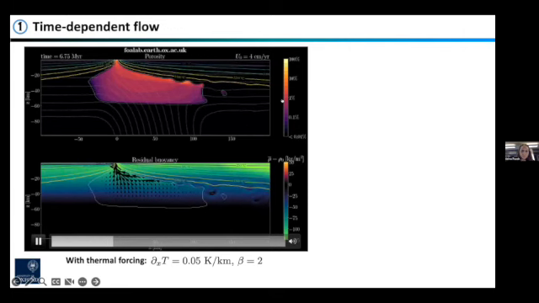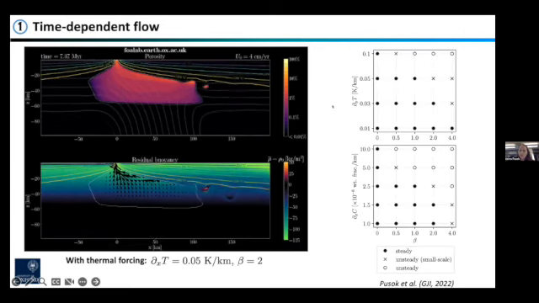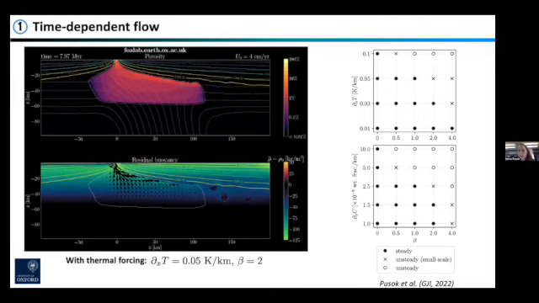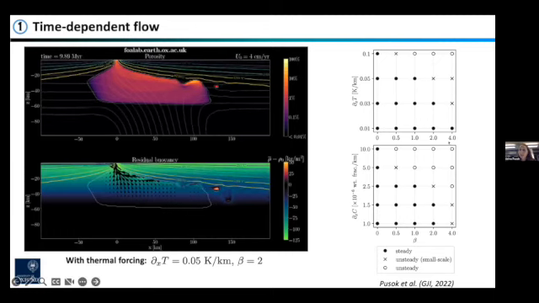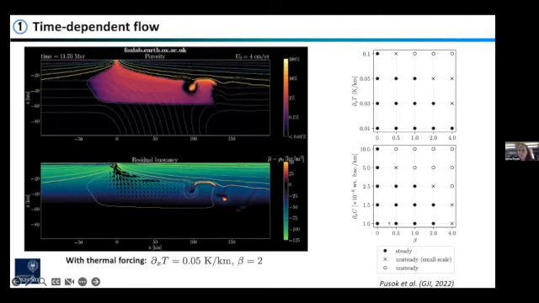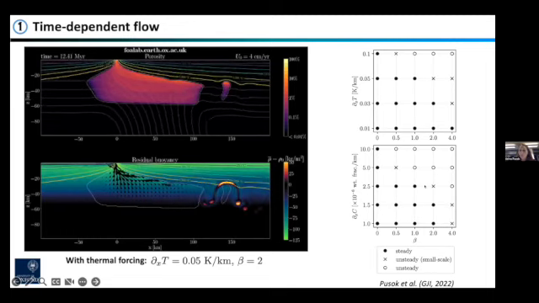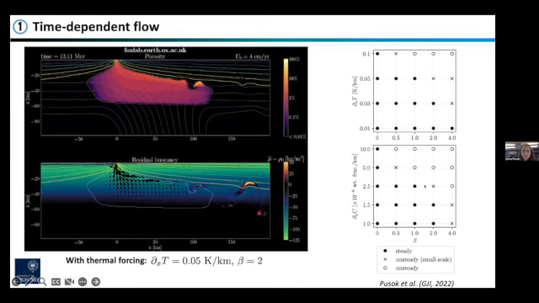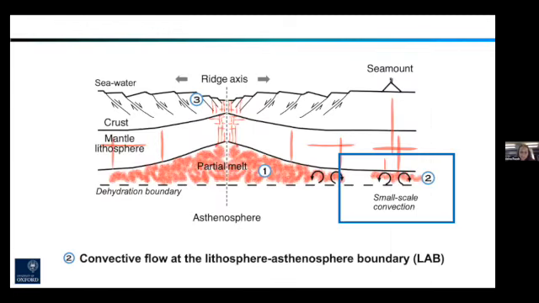isotherms. And we can do an exploration of the parameter space, and we mapped roughly where this transition between steady state, small-scale convection, and unsteady state convection lies. Of course, that's expected to be with higher degrees of forcing, but also with larger values of beta. So this study motivated another idea, and that is convective flow at the lithosphere-asthenosphere boundary.